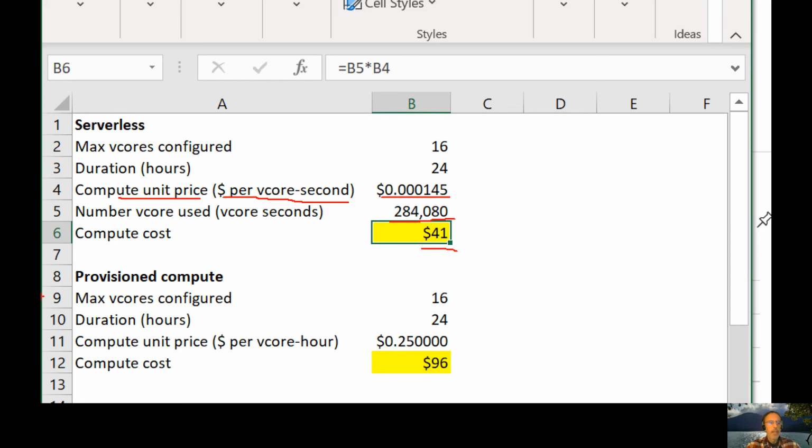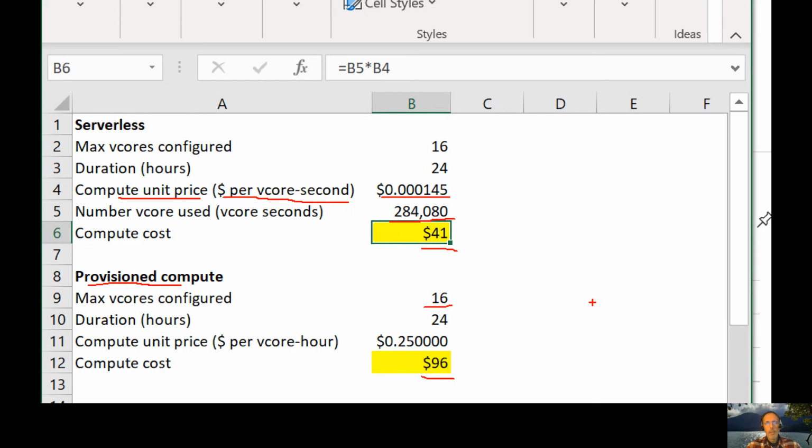Comparing that against the price in the provisioned compute tier for the same number of cores, 16, the cost in that case over that 24-hour period of time is $96. So here, the price savings with serverless is around 50%.